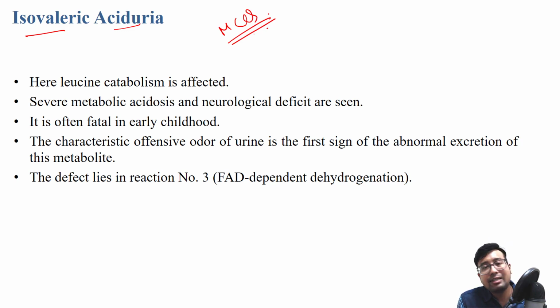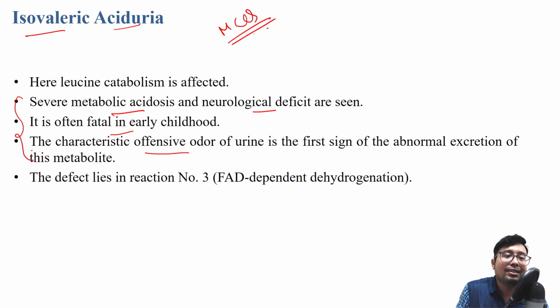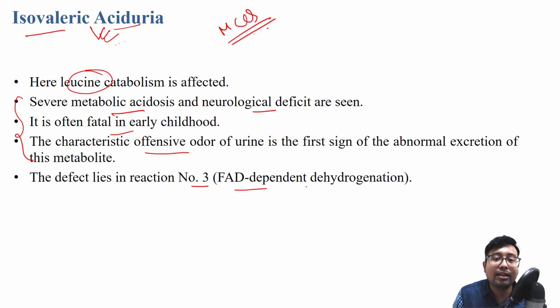If you want to remember, it's very easy to remember because the symptoms and everything are the same, just like maple syrup urine disease. So what happens? Problem in brain, so metabolic acidosis and neurological deficit will be seen, mental retardation, everything. A baby will die early, there will be an offensive smell in urine. So all these points are actually very similar to maple syrup urine disease. The only thing that you need to remember is it is due to a problem in leucine catabolism. Okay, the name of the disease is Isovaleric Aciduria and the defect lies in reaction 3, that is FAD dependent dehydrogenation.